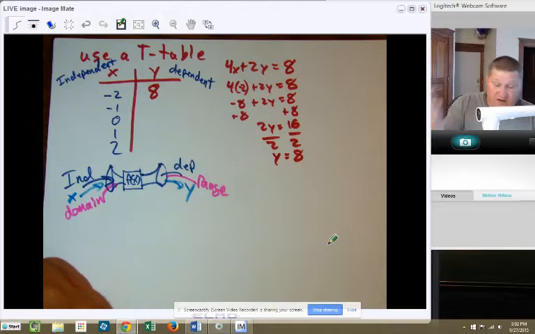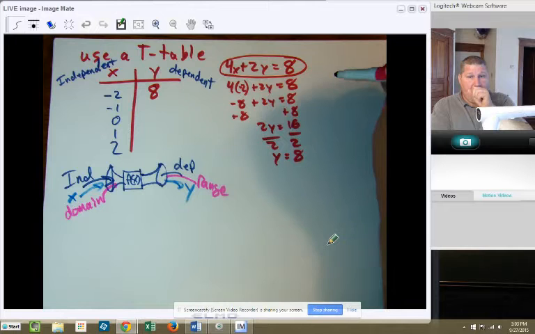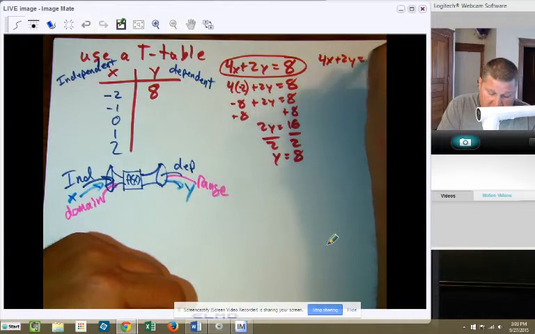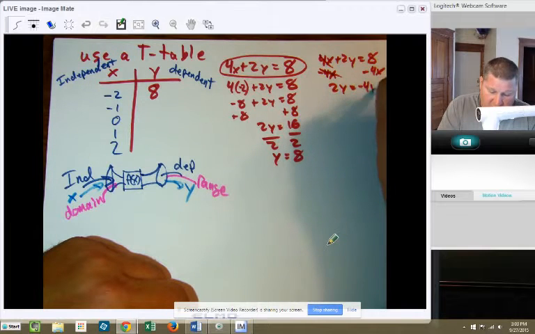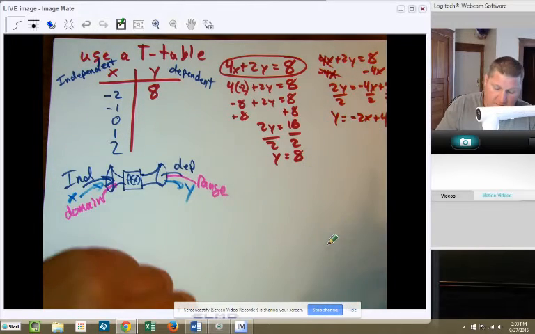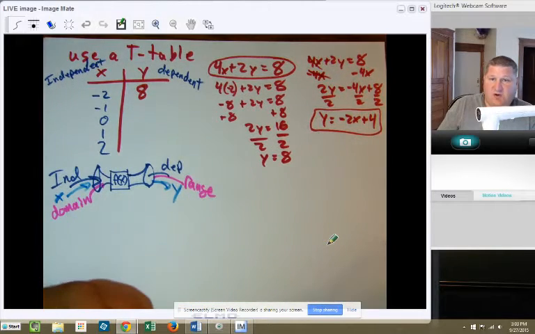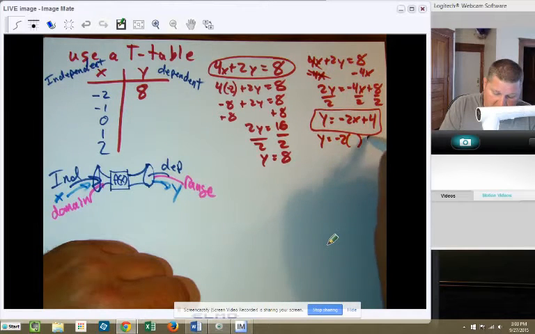However, if I were to take the equation and solve it for y just once, so I take 4x plus 2y equals 8, subtract 4x from both sides, those go away, and I'm left with 2y equals -4x plus 8. Divide by 2, divide by 2, divide by 2: y equals -2x plus 4. Now I can plug them in very quickly, and having solved just once, can use this easily. So y equals -2 times something plus 4.